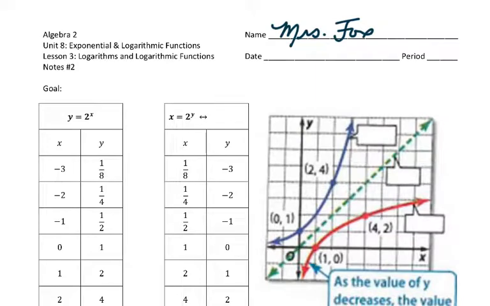All right, so we have 8.3 notes, the second day of them. Our goal today will be to graph log functions. In the other set of notes, you learned how to convert from exponential to logarithms. You also learned how to evaluate logarithms. Both of those are very important for today's stuff. So our goal is to graph log functions.